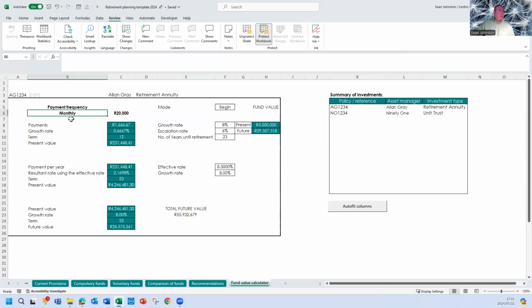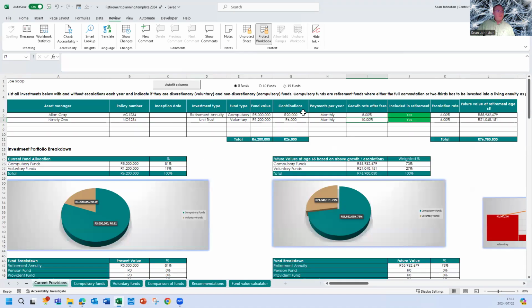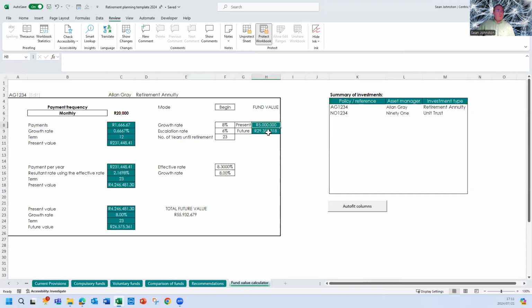We can see the frequency is monthly, 20,000. This is the growth rate of 8%, future escalation of 6%, 23 years to retirement. It's got a 5 million fund value. All of that is over here. He's got a future value of 29.3 over here, but then you need to add the 26 over here. So you're taking 29 plus 26 gives you 55, because you need to take 5 million adjusted by 23 years with the growth rate we're assuming here, which we've already said is 8%, plus the contributions he's making. So you add the two together, 55.